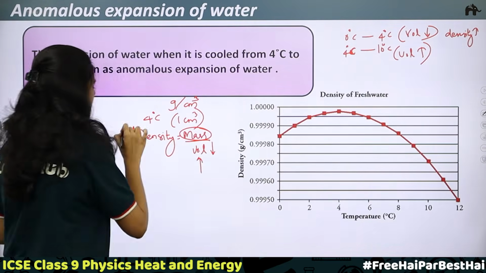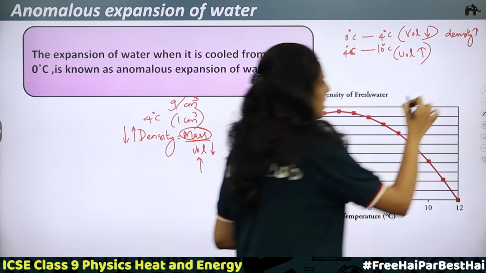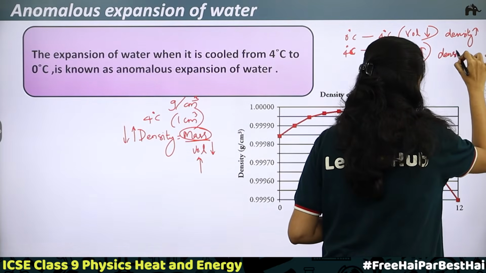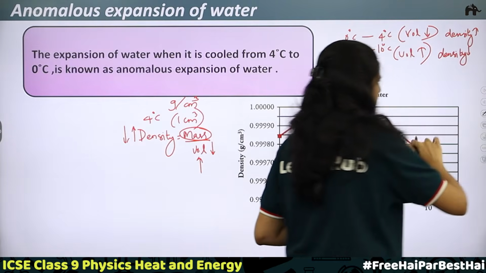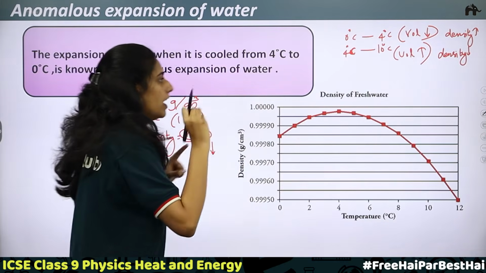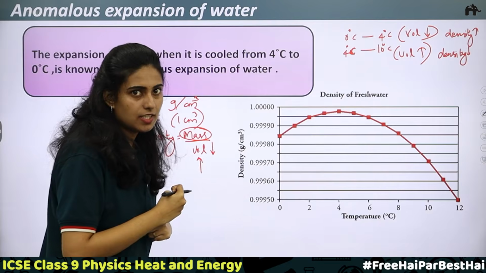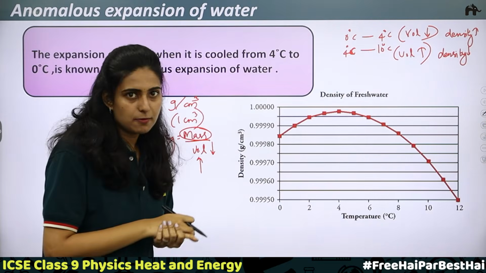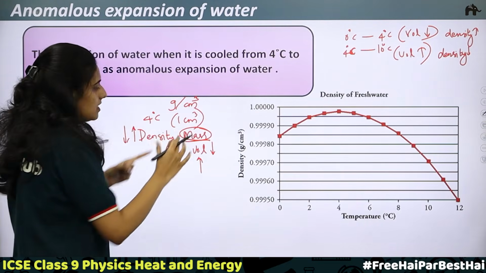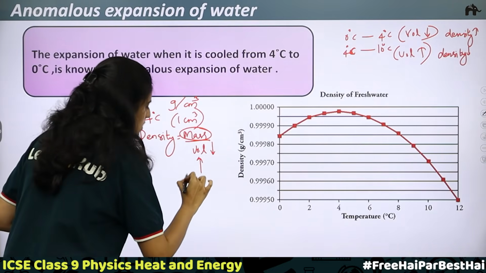Volume increases, density will decrease. Okay, density decreases. So, where you are having the minimum volume, there you will be having the maximum density. What will be the value of maximum density? Here we have density is equal to mass by volume. Mass is fixed, which is 1 gram.